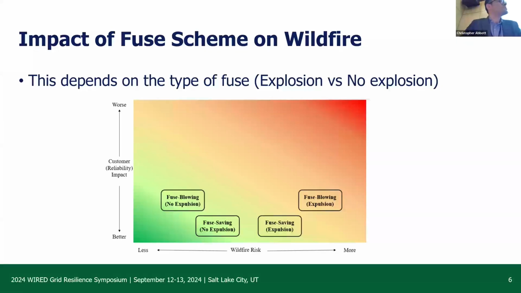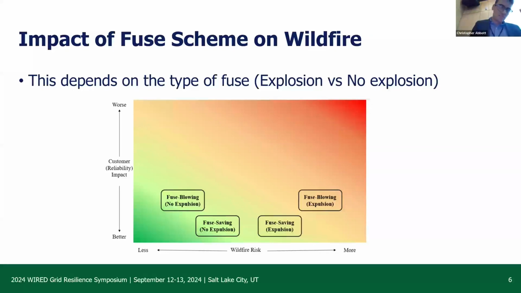Reclosing also is a risk for wildfire. Why? Because whenever a fault occurs, the recloser recloses, and the fault is energized again. We have an arc. If we have, like in September, high vegetation, that increases the risk of wildfire. So this figure shows, yeah, fuse blowing and fuse saving. With fuse saving, we increase the reliability, but on the other hand, we increase the risk of wildfire.